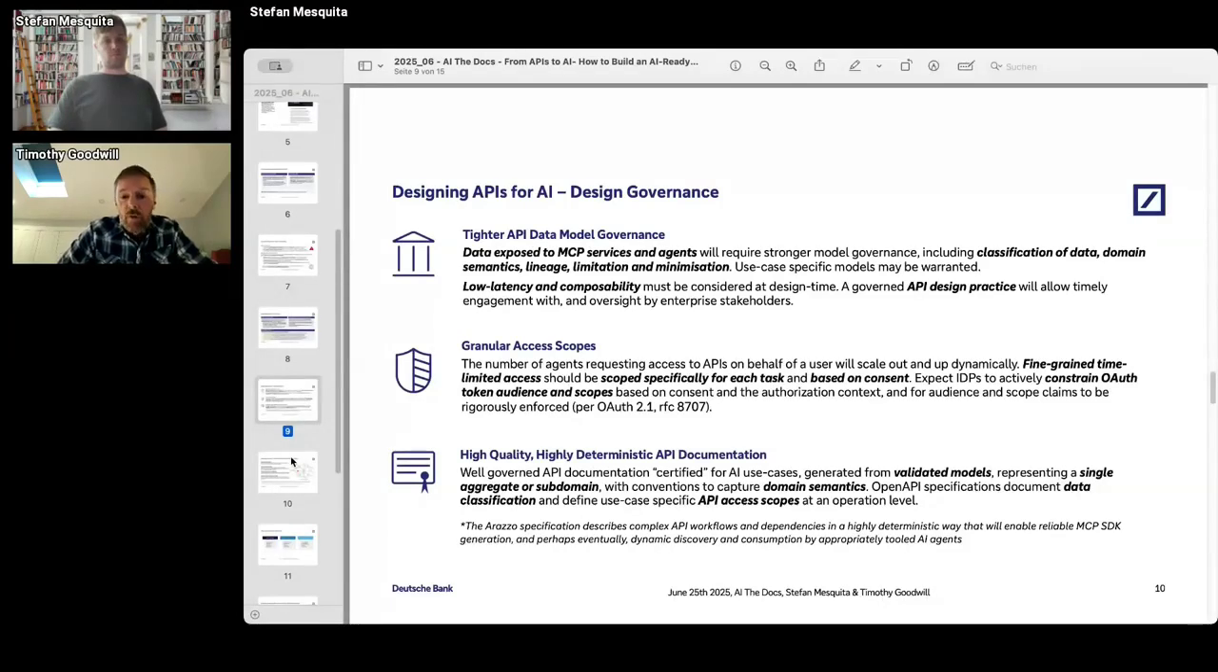Again, documentation, really important, but it needs to be derived from validated models. So we need to understand the data that we're sharing. It should model a single aggregate or subdomain. We should understand the semantics, make it very clear, classify our data, and again, apply scopes. Next slide, please.